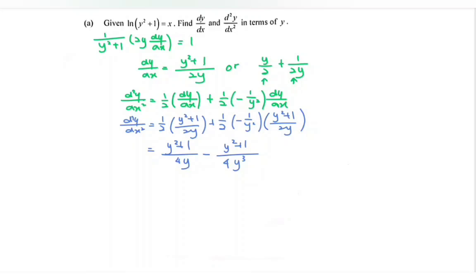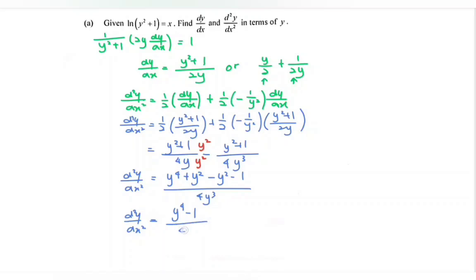So kindly equate the denominator. What we have to do is to multiply the y squared for this part. So rewrite the situation. The second derivative, where we will have y to the power 4 plus y squared, and then minus y squared, and then minus 1 over 4y cubed. Finally, we have the second derivative equals (y to the power 4 minus 1) over 4y to the power of 3. So that is the first derivative and also the second derivative in terms of y.